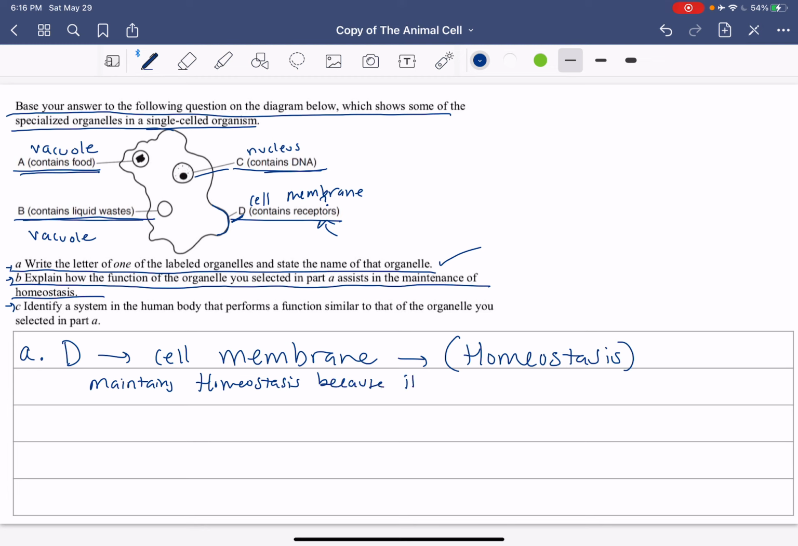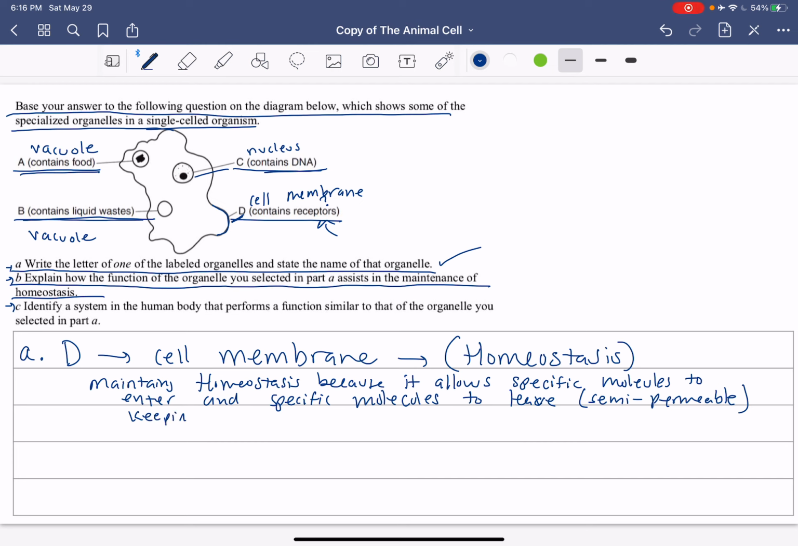Because it allows specific molecules to enter and specific molecules to leave. Let's be a little fancy and put that it's semi-permeable, keeping fluid balance. How beautiful was that, guys? Direct to the point.